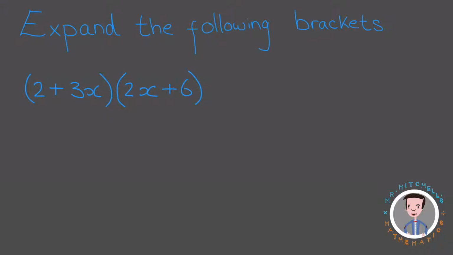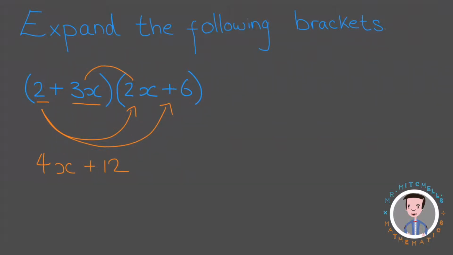Here, it's important that every term is included in your calculation. So, if we use the example in front of us as the demonstration, I'll show you what you need to do. Let's start with this 2 here. This 2 now needs to be times by everything in the second bracket. So we times 2 by 2x, which will give us 4x. We then do 2 times 6, which is plus 12.